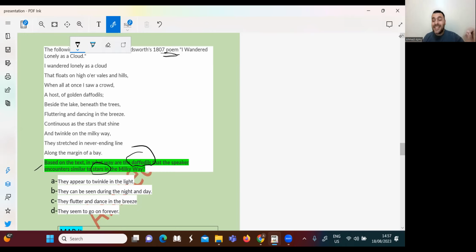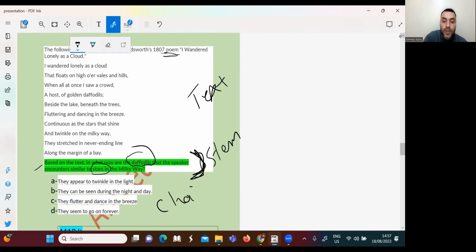I must understand the stem of the question before I read, guys. Before reading the text, you need to understand the stem. This is the stem. I have the text, stem, choices. This is number one, the stem. So I will read the poem just to know how he compared the daffodils to the stars. I don't understand what daffodils means, but there is something called daffodils and it's compared to the stars in some way. So you will read the text for a purpose. Where will I know the purpose from? From the stem.